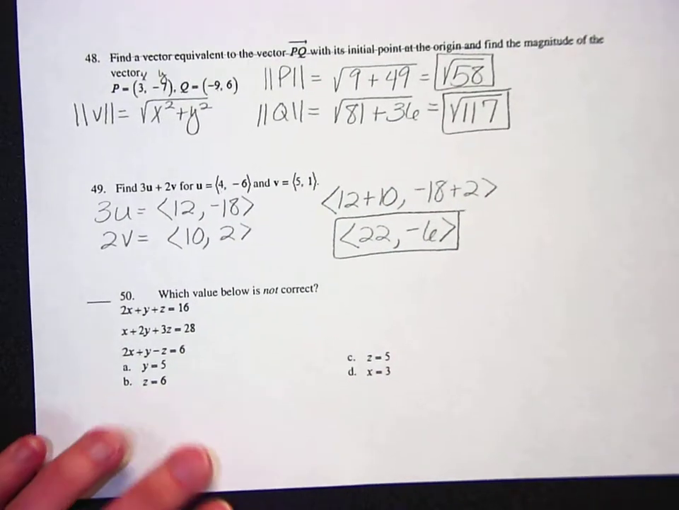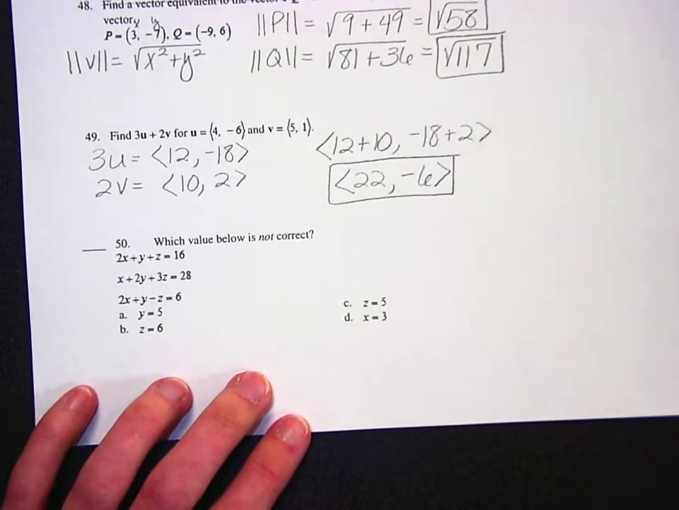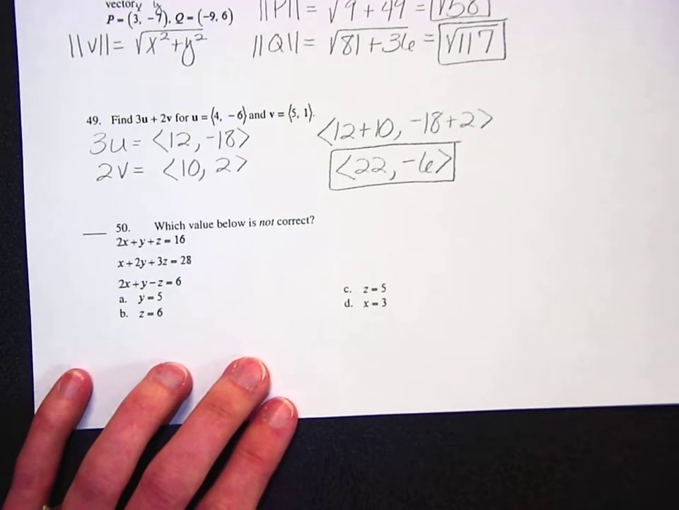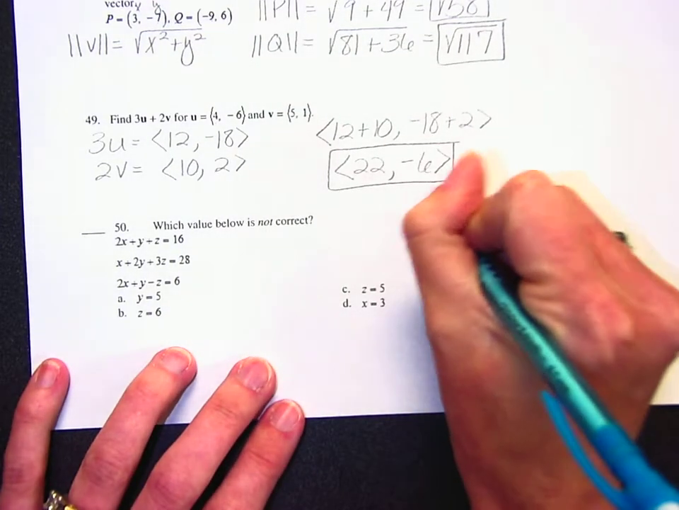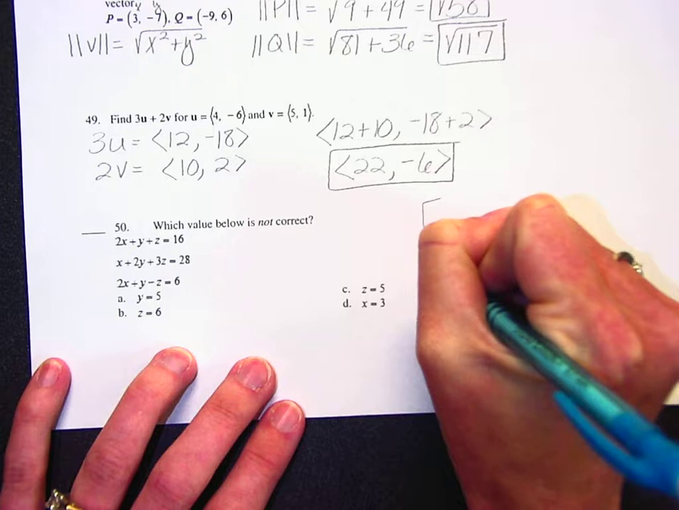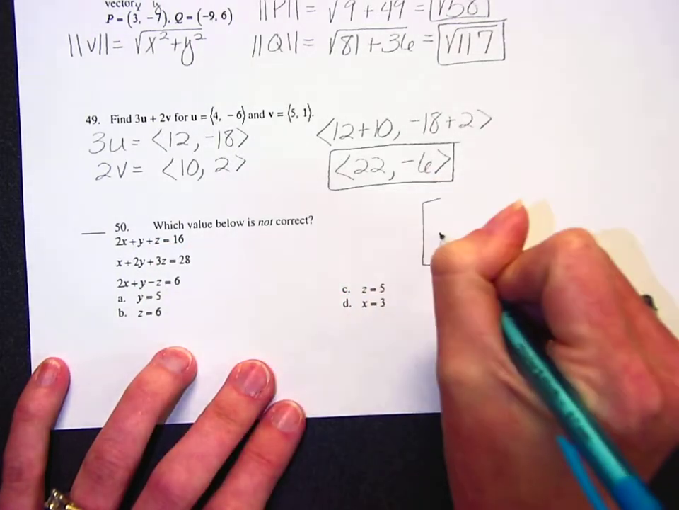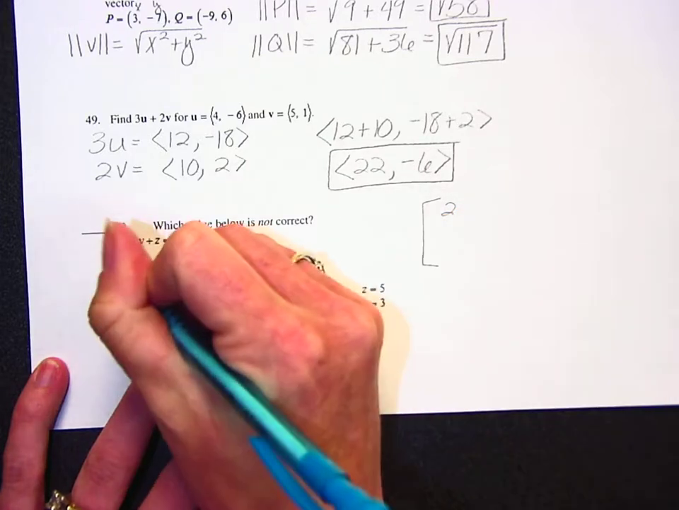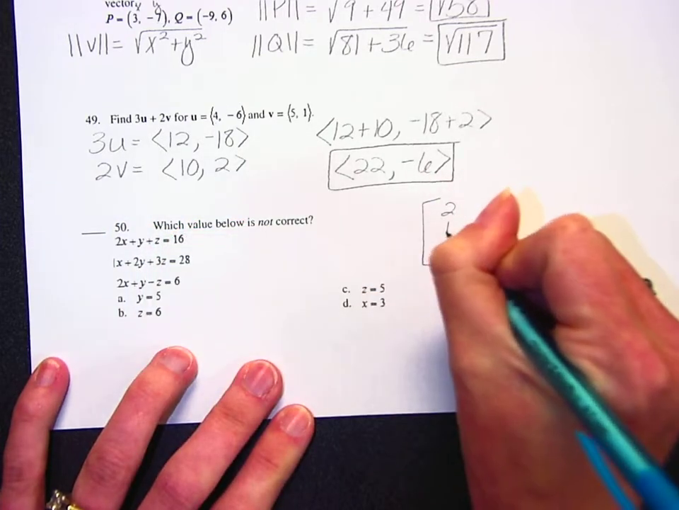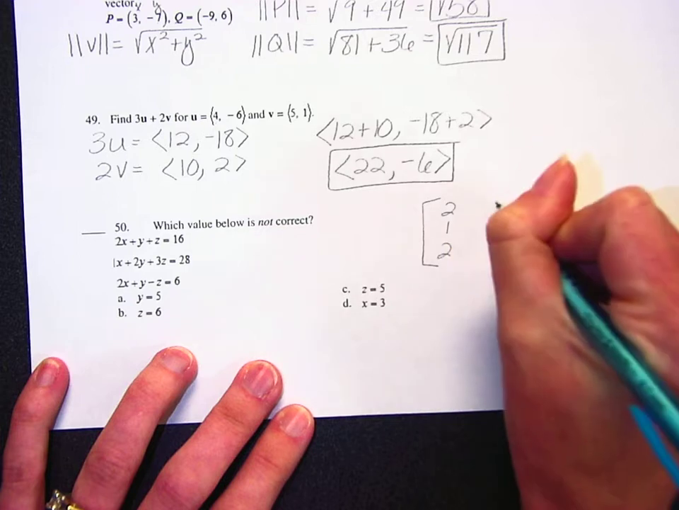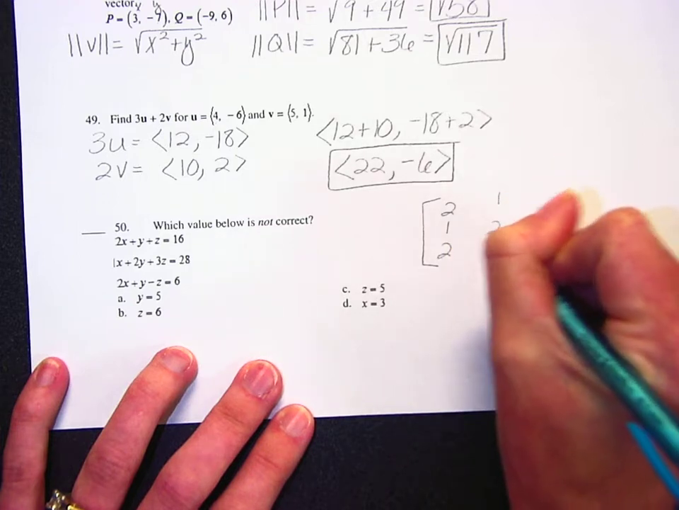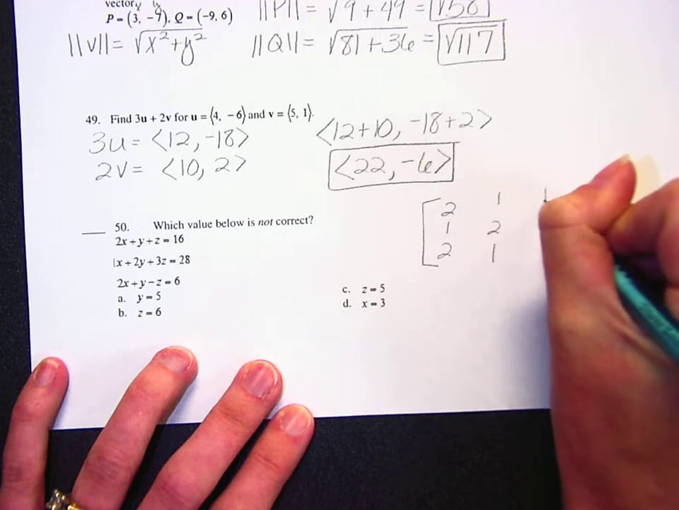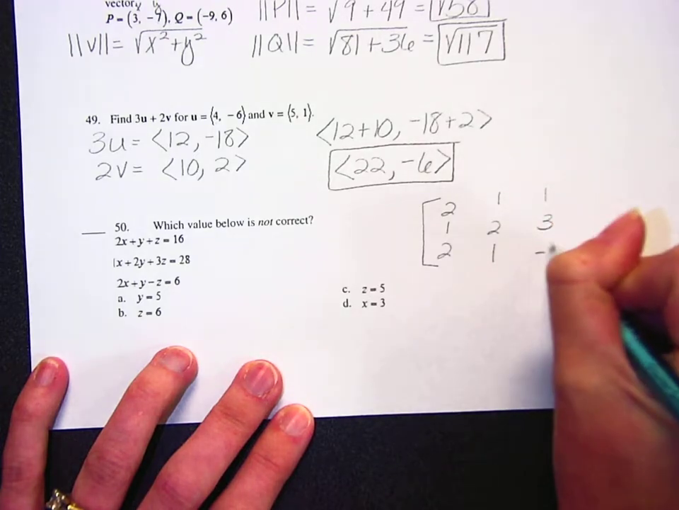Okay, on number 50, I'm going to get into working with some matrices here. So I'd like to solve for x, y, and z to find out which one is not correct on this. So I'm going to use a matrix equation to help me with that. And since I've got 3 variables and 3 equations, I'm going to start off with a 3 by 3. And I'm going to put my coefficients of x, this one's a little implied 1 right here, in the first column. I'm going to put my coefficients of y in the second column. And I'm going to put my coefficients of z in the third column.